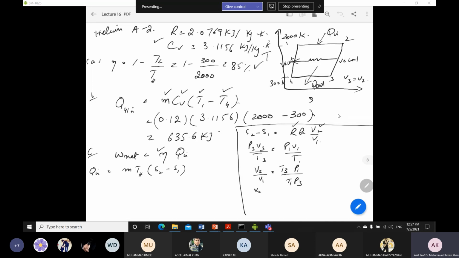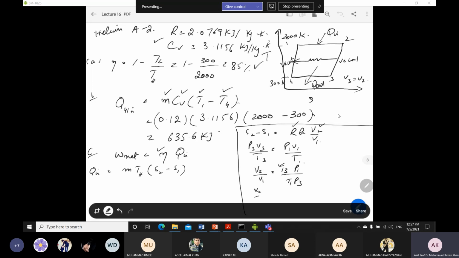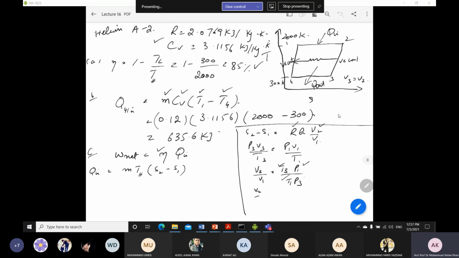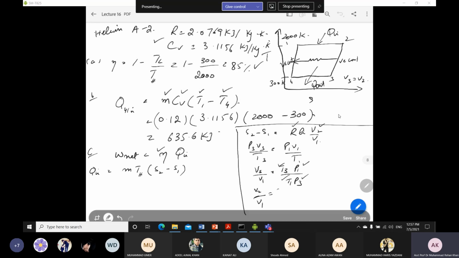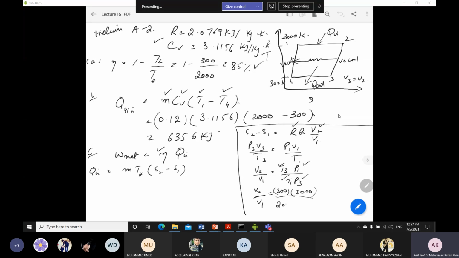Okay, so from here, because T3 is known to us from the question, and T1 is also mentioned in the problem statement, so V2 over V1 is equal to... if I put all the values, which is T3 = 300 Kelvin, T1 value is 3000, and T1 value is 2000, and T3 value is 150 kilopascal, it turns out to be 3.